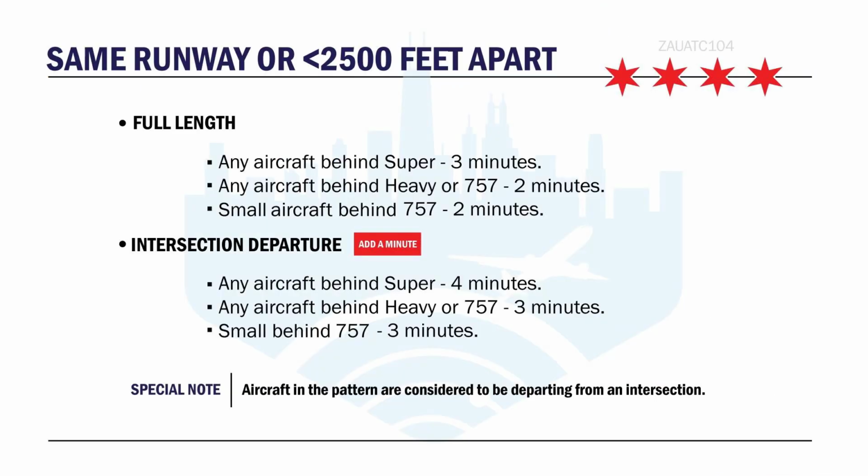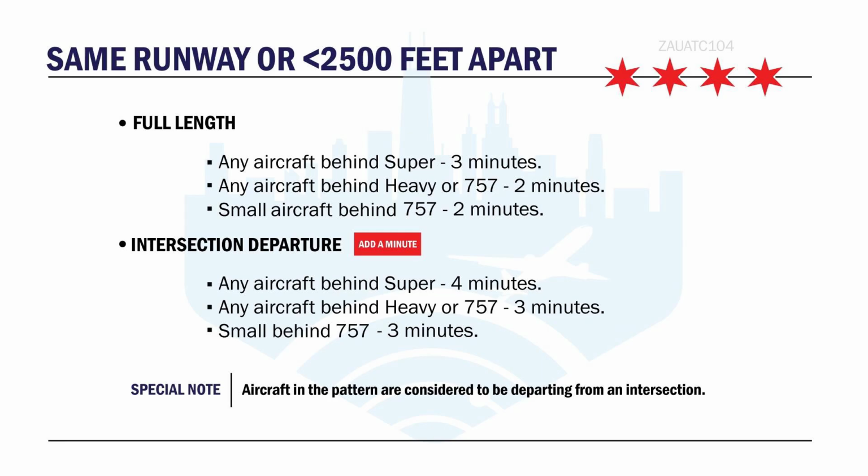Same runway or less than 2,500 feet apart. Full length, any aircraft behind a super needs 3 minutes of separation. Any aircraft behind a heavy or 7.5 needs 2. Small behind a 7.5 needs 2. And of course, intersections you should know from the Academy, we add 1 minute.